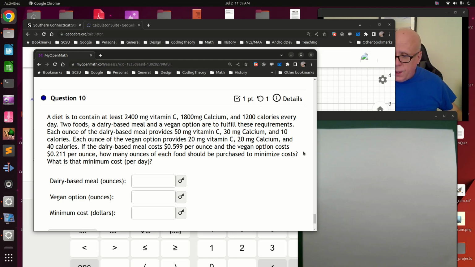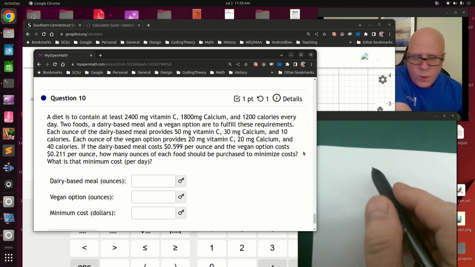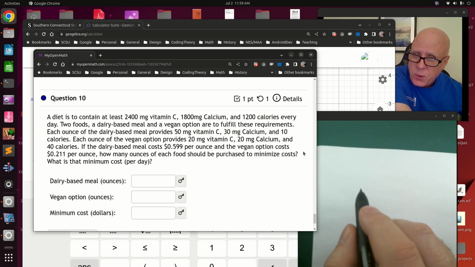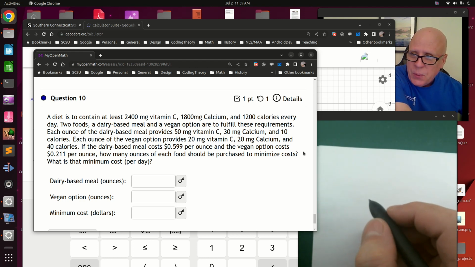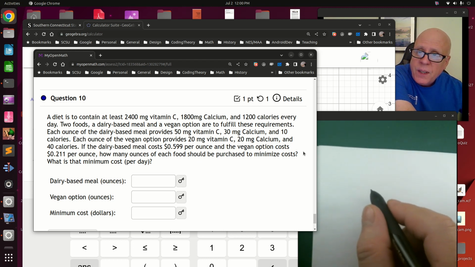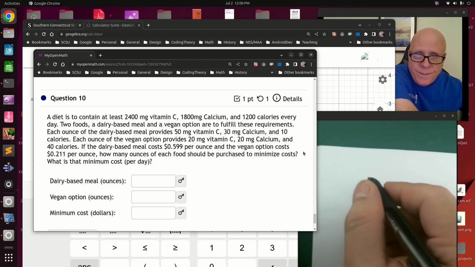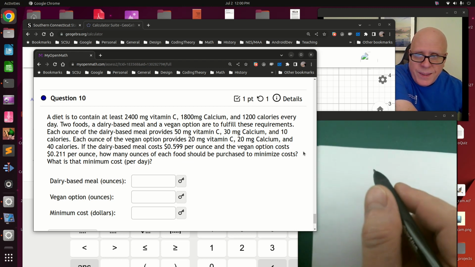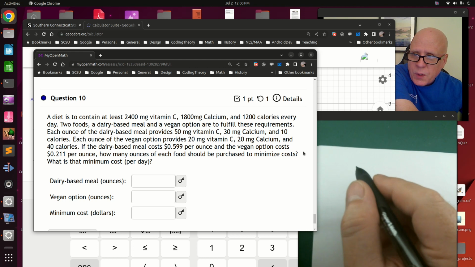Let me just go through the question here and record the things that are important for us. So, first of all, it's annoying to me that the things in here are all beginning with the letter C. We've got to have 2,400 milligrams of vitamin C. We have to have 18 milligrams of calcium, and we have to have 1,200 calories. Those are all inequalities, but I would love to use variables that represented the things, and that's tough to do when they're all beginning with the letter C.